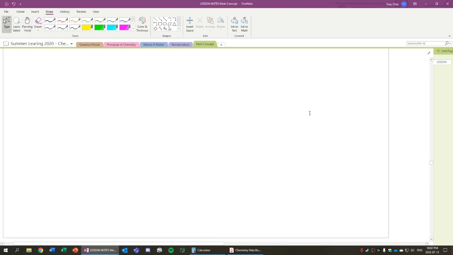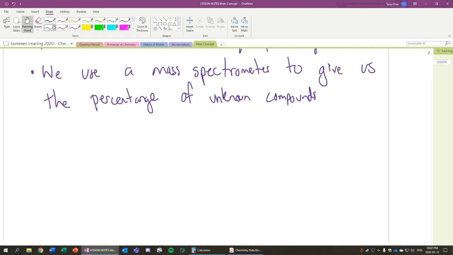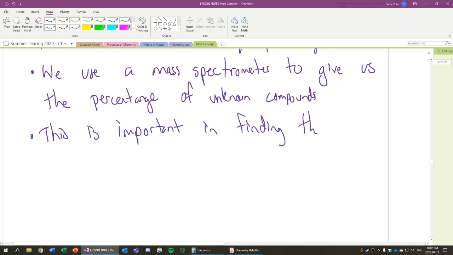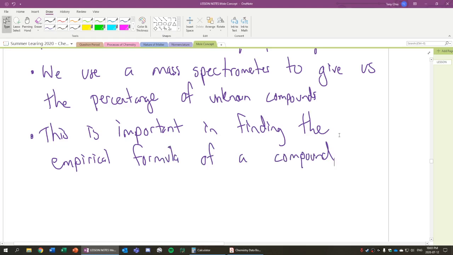Why is this important? Well, this is important in finding what we call the empirical formula of a compound. That's our next lesson. Our next lesson is going to be about empirical formulas.